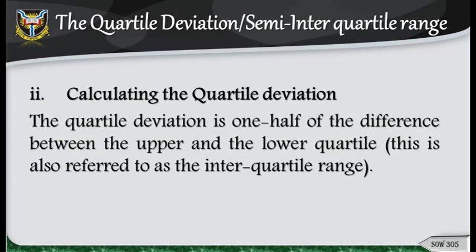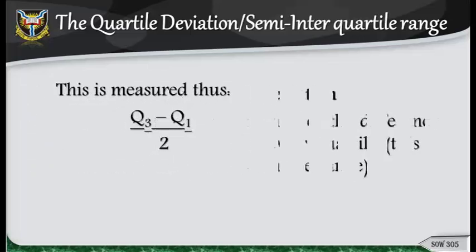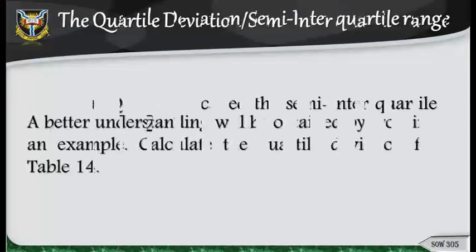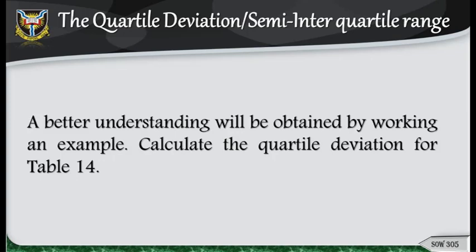2. Calculating the quartile deviation. The quartile deviation is 1/2 of the difference between the upper and the lower quartile. This is also referred to as the interquartile range. This is measured thus: Q3 minus Q1 divided by 2. Note that Q3 minus Q1 divided by 2 is called the semi-interquartile range. A better understanding will be obtained by working an example.